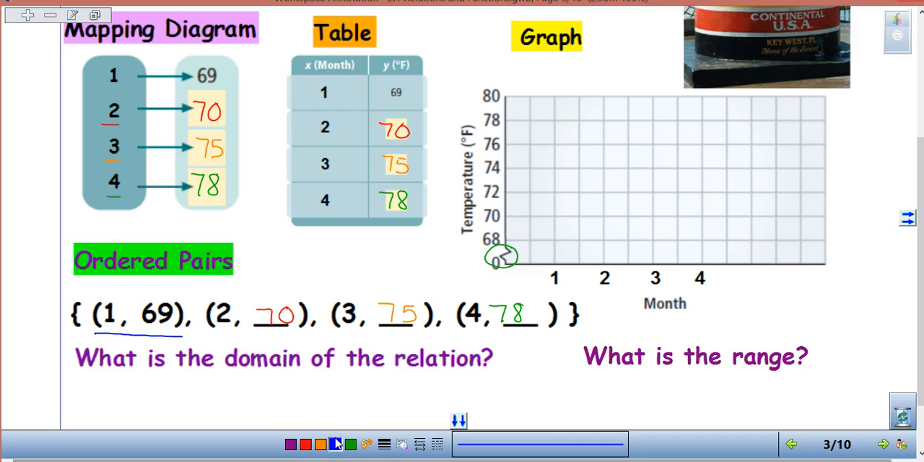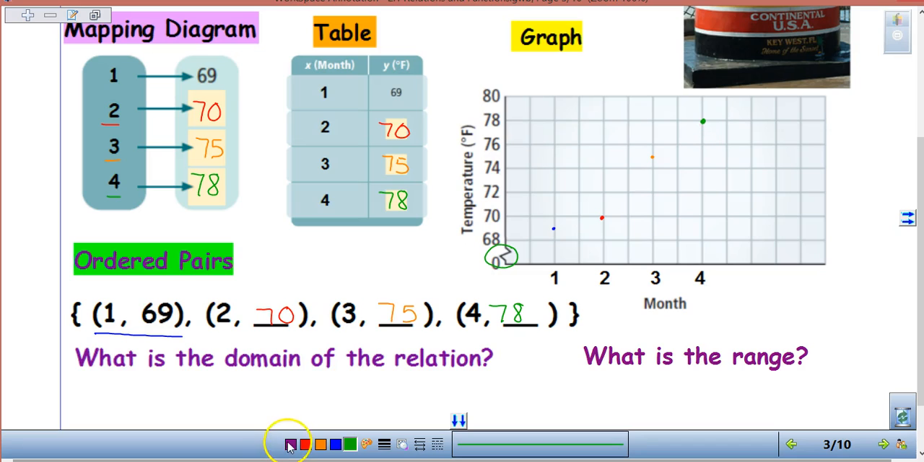So now we'll plot our points. Well, 1 was going to be right there, 69. 2, 70, so here's our 2 and go up to 70. There's your next point. 3, 75, go over 3 and then up to 75. And 4. And again, we don't have to connect the dots or anything. We're just looking at it. We could do a linear regression like we did the other day and see if it's linear, but for now we're just going to be looking at the representation of it.